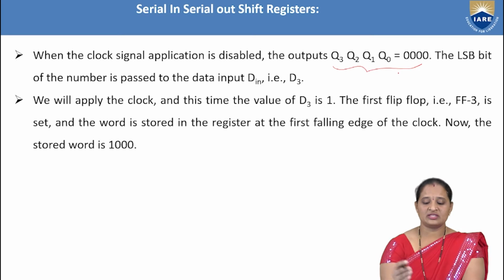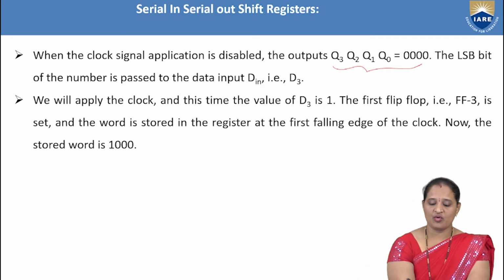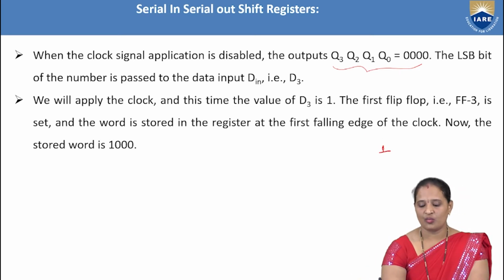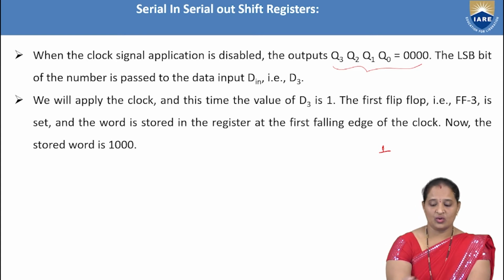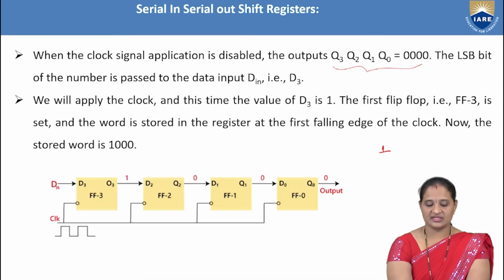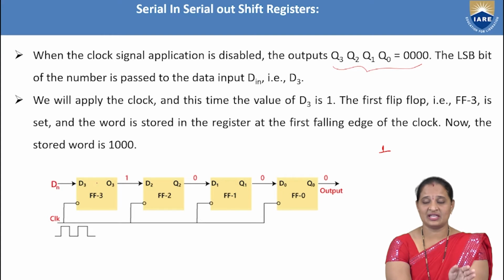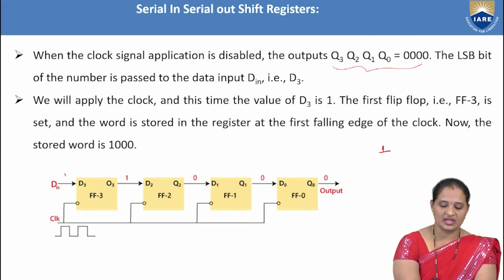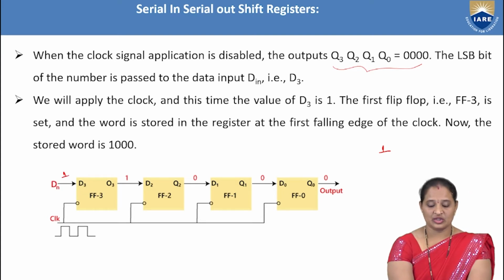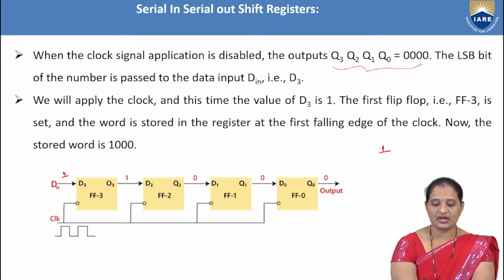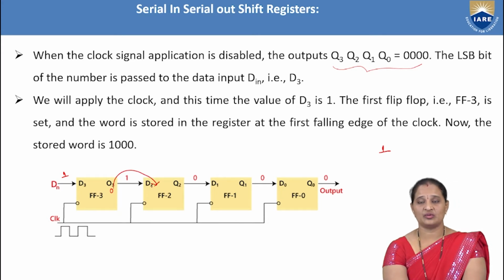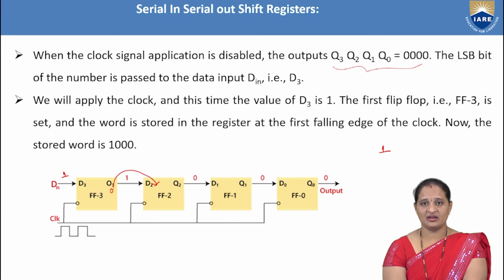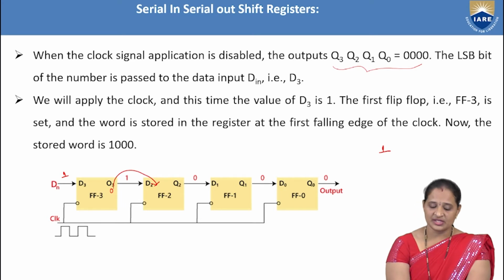Now, when the next clock pulse is applied, I want to send the data 1, which is applied to the first flip-flop, that is D3, the leftmost flip-flop. So D3 is 1. That means the data input I have considered as 1. Now what happens? Already 0 is stored in this one. This will be shifted. As I told you, the data will be shifted here, and that is why it is called a shift register.